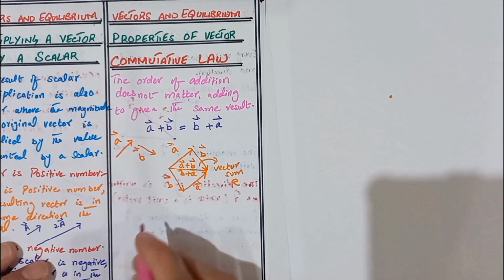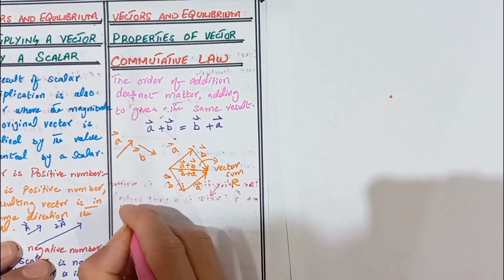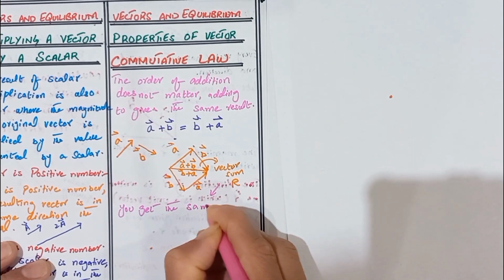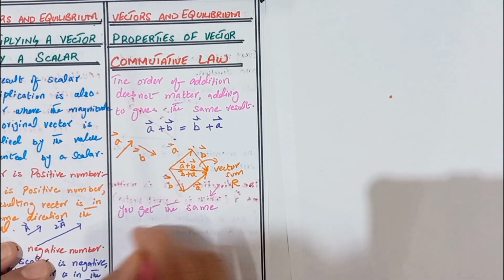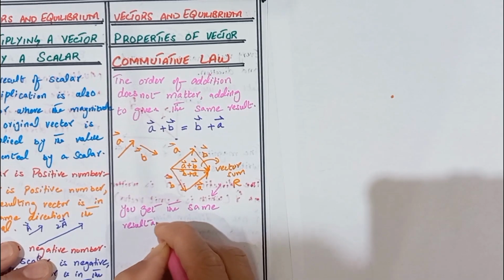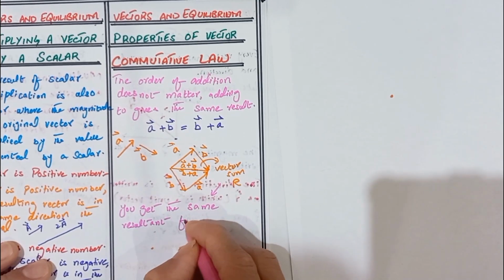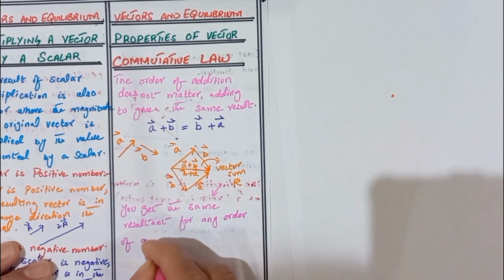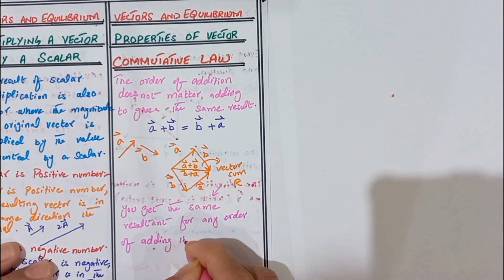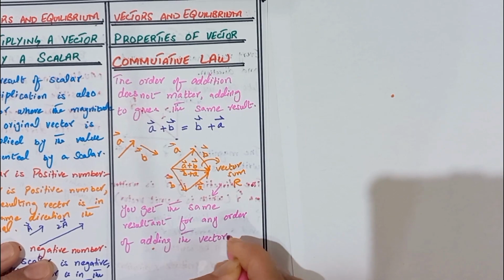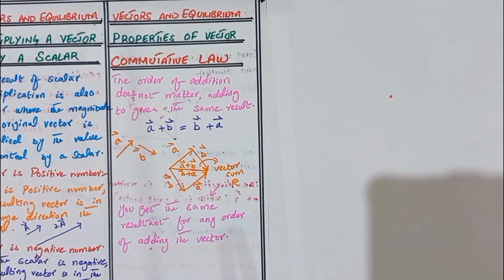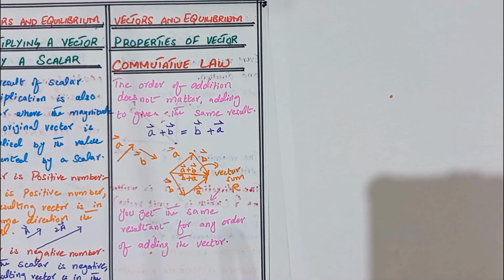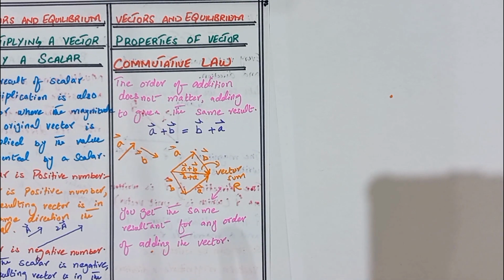So here we write that you get the same result, same resultant, for any order of adding the vectors. This is the commutative law. If we change the order of addition, it does not affect the resultant of the vector.